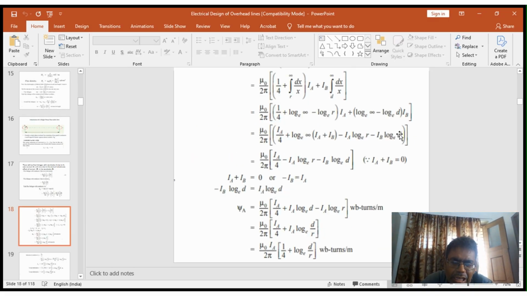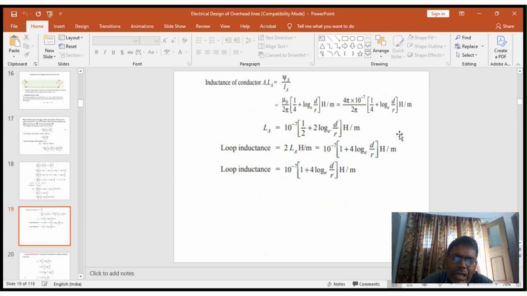Then simplify this expression by using mathematical analysis. Finally, we get the inductance of the conductor as 2 into 10 power minus 7 ln d by r dash. Loop inductance: in case of a single phase two wire line, the total inductance is equal to double the inductance of each conductor. For that reason, loop inductance is equal to 2 into La Henry per meter.